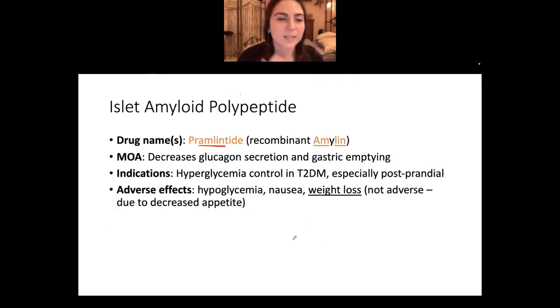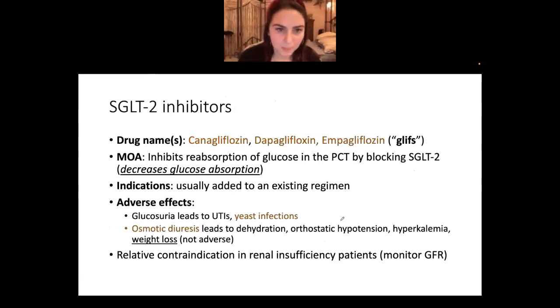So adverse effects of this: hypoglycemia, obviously nausea and weight loss. And it's because you have this decreased gastric emptying, you're going to have satiety and therefore weight loss.